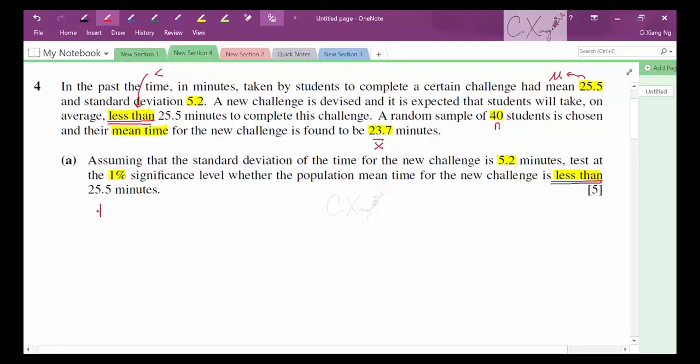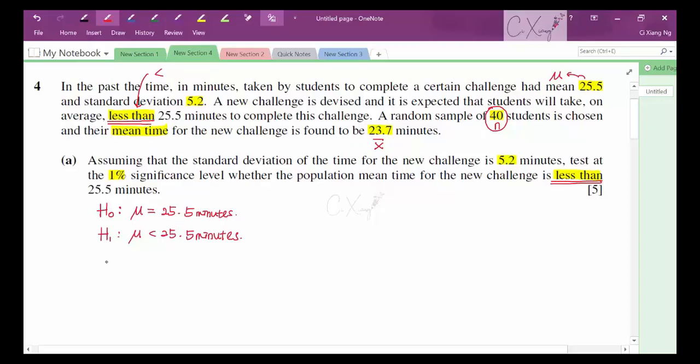Let us start. The first step, we should form the null and alternative hypotheses. The null hypothesis is that the mean equals 25.5 minutes. And we are going to test whether the new challenge time is less than 25.5 minutes, so mu will be smaller than 25.5 minutes here. For this question, we don't know whether the population is normally distributed or not, but since our sample size is large, equal to 40, by applying the central limit theorem, we know that the sample mean is approximately normally distributed. Which means we can carry out the test by using the normal distribution.